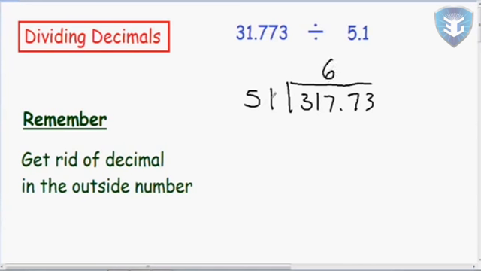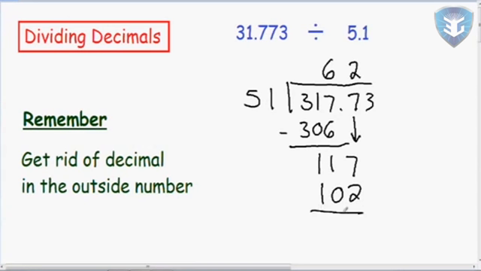So now if we multiply the 6 times 1, we get 6, and 6 times 5 is 30. And if we subtract the two numbers, we get 7 minus 6, which is 1, and 1 minus 0, which is just 1. And I'll bring down my 7. So 51 goes into 117 how many times? Well, we know that 50 goes into 100 2 times, so I'll guess that 51 goes into 117 about 2 times. And 2 times 1 is 2, and 2 times 5 is 10. So 7 minus 2 is 5, and 1 minus 0 is just 1, and bring down my 3.